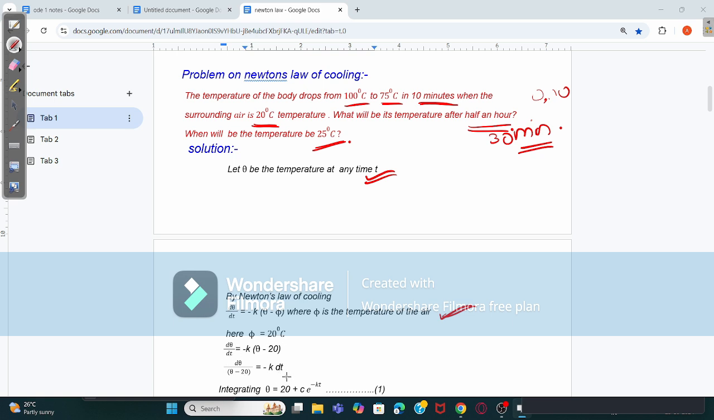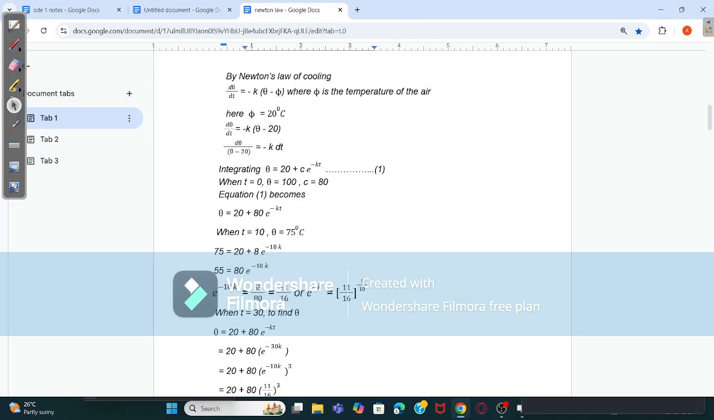Cross multiply and integrate, which gives theta is equal to 20 plus c into e power minus kt. When t is equal to 0, that's the starting, theta will be 100 and the c value is 80. Equation 1 becomes theta is equal to 20 plus 80 into e power minus kt.